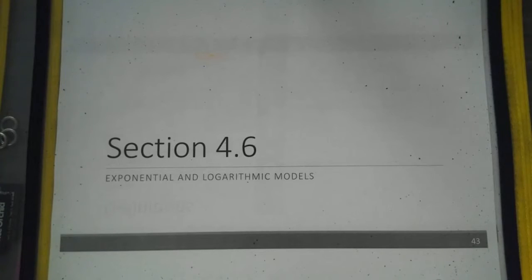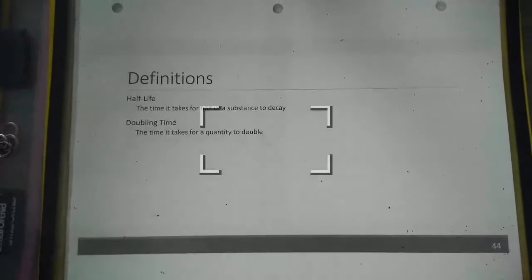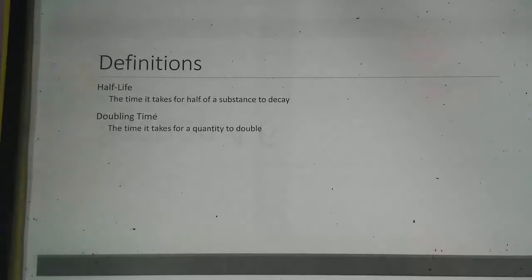In this video, we will be looking at section 4.6, which covers exponential and logarithmic models. A lot of times when we're talking about exponential and logarithmic models, we're going to be talking about half-life and doubling time. The half-life is the time it takes for half of a substance to decay, so how long it takes to cut in half. And doubling time is going to be the time that it takes for a quantity to double. So let's see if we can work with these ideas.